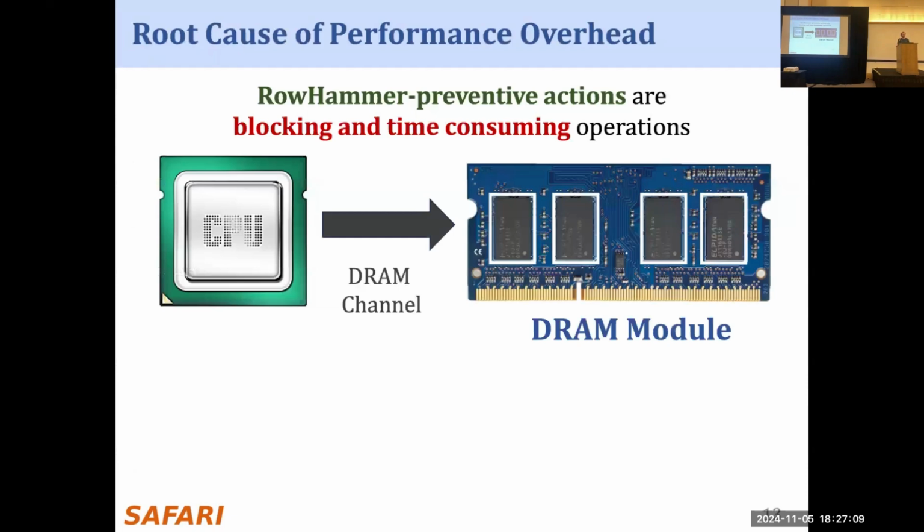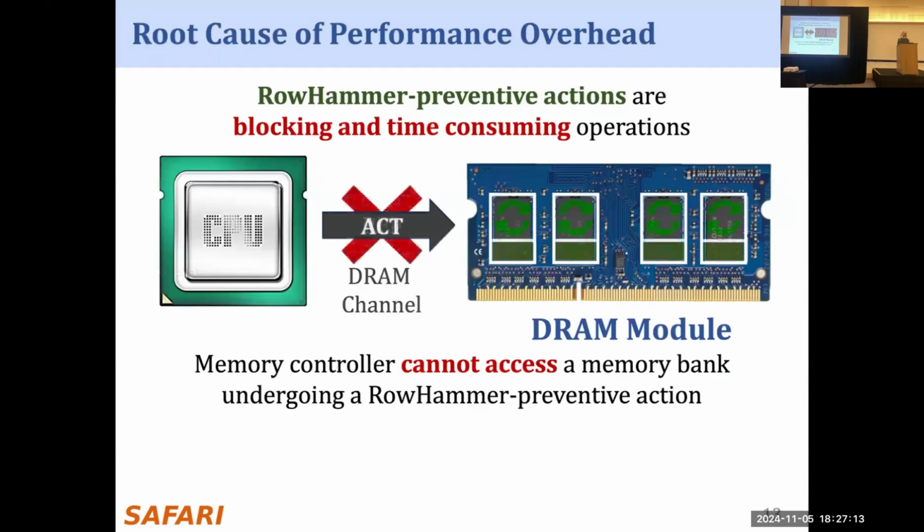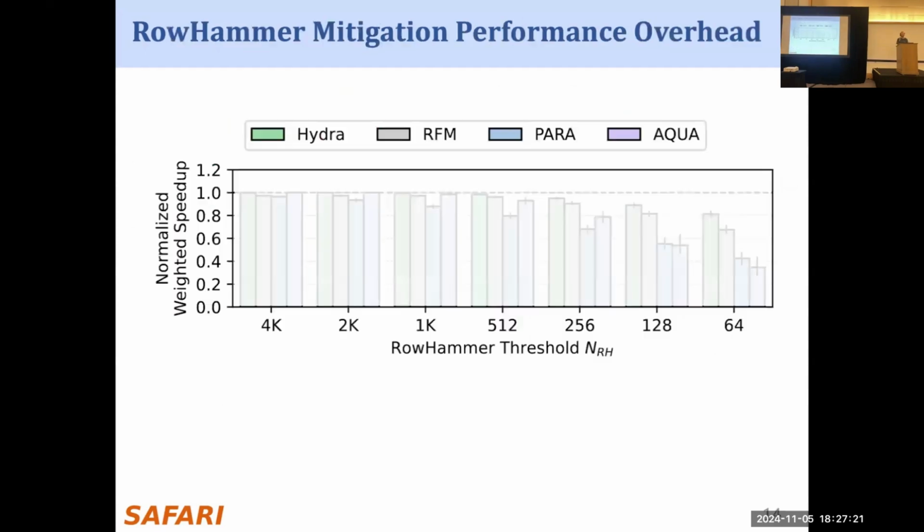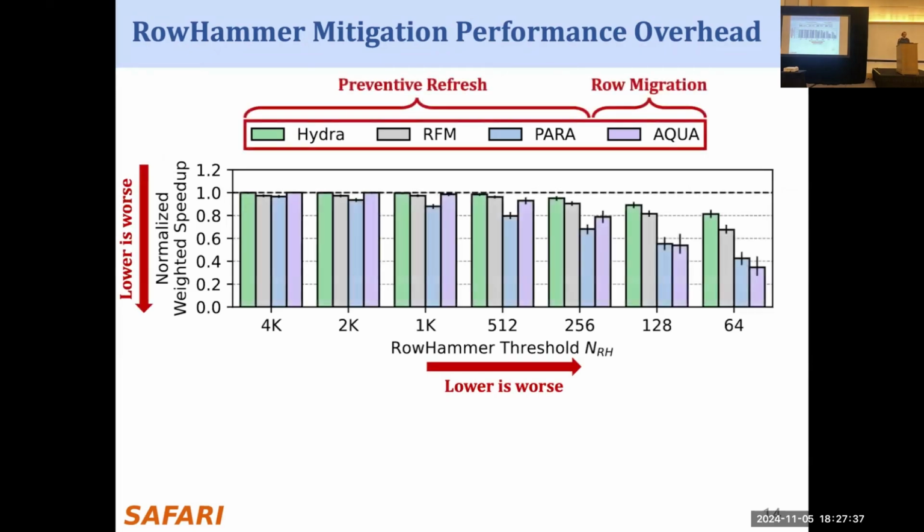One of the problems with RowHammer preventive actions is that they are blocking operations where the memory controller cannot access a memory bank undergoing the action. As such, refreshing kilobytes of data can block access to gigabytes of data. We analyze the system performance impact of blocking RowHammer preventive actions by evaluating 4 state-of-the-art RowHammer mitigation mechanisms. Here, the x-axis is the decreasing RowHammer threshold, y-axis is the weighted speedup normalized to a baseline with no RowHammer defense, and each bar identifies a different RowHammer mitigation mechanism. Here, Hydra, RFM, and PARA use preventive refresh, and AQUA uses row migration.